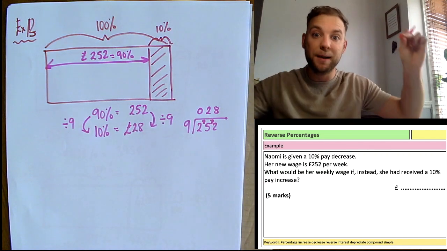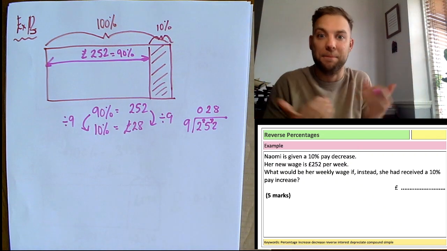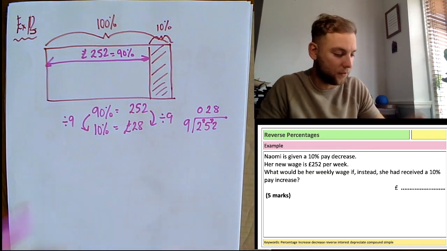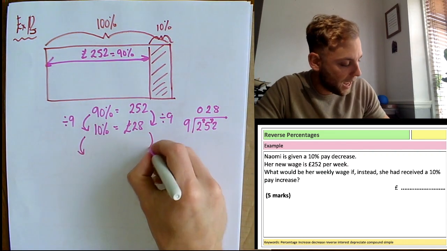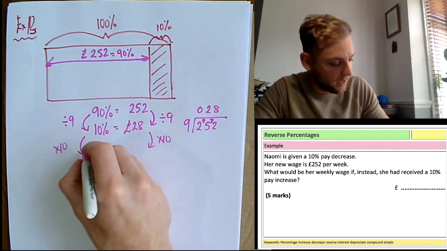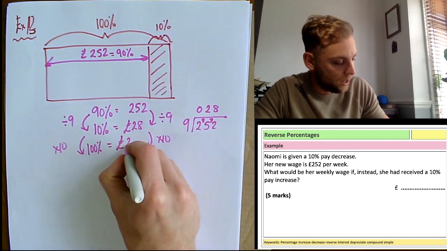You can either times by 10 here to get 100% and then add that 10% back on, or you can add it to this twice, and you choose whichever method you want to do. I'm going to times it by 10 and then add it on. So times by 10, I get 100%, which is equal to 280.